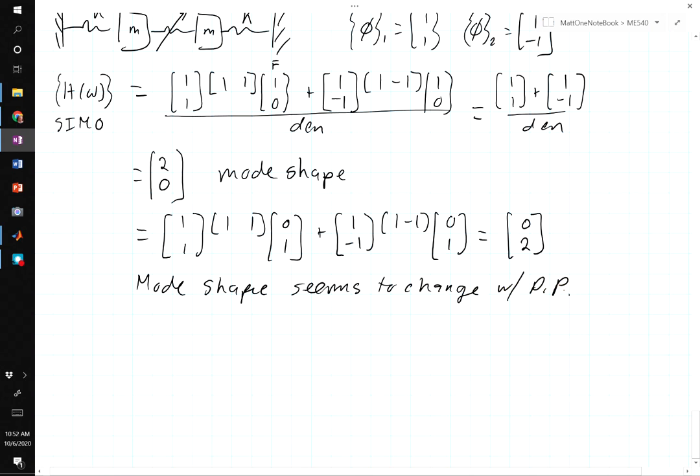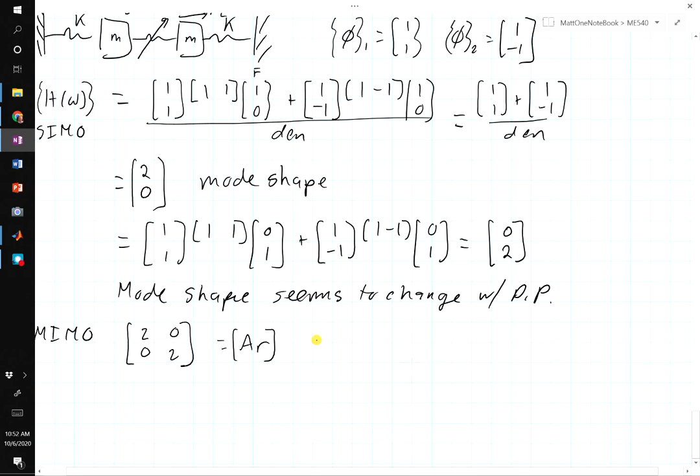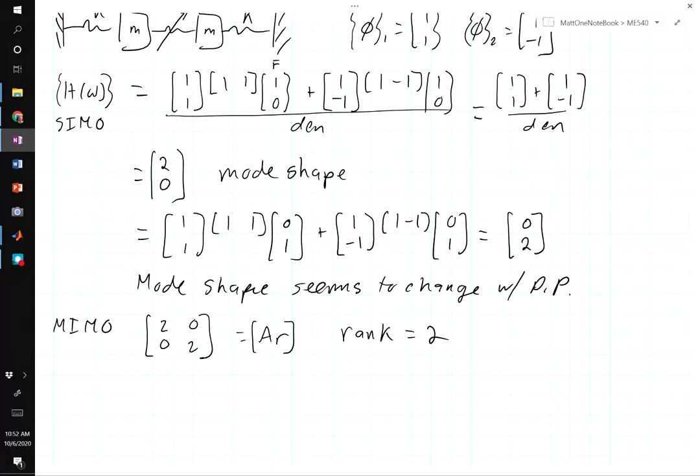So that tells us that there's something wrong, and this complex mode indicator is a way of quantifying that. If we apply multiple drive points together, in a multi-input, multi-output test, then we would have a matrix 2, 0, 0, 2. This would be our residue matrix, this AR matrix. And obviously the rank of that matrix is 2. It's full rank. So we would see that there are 2 modes present there.